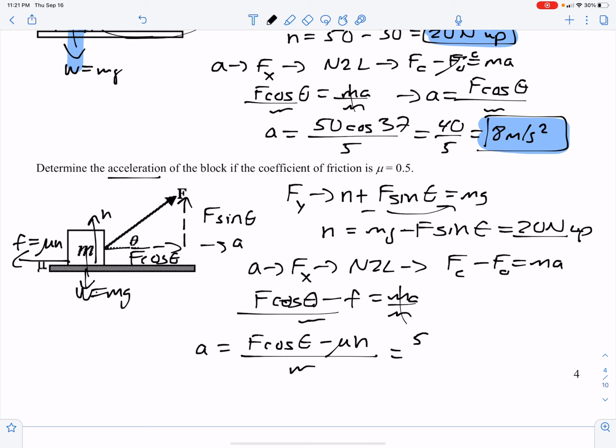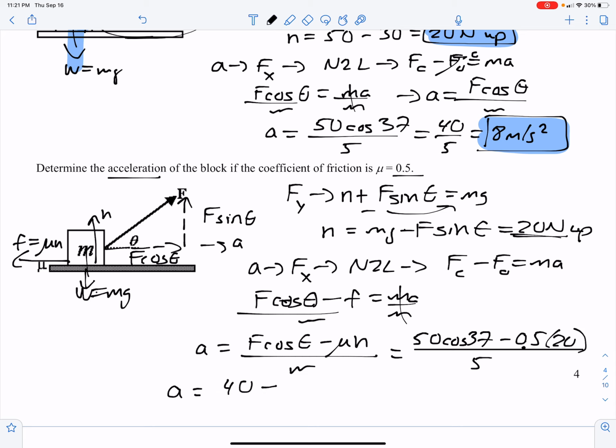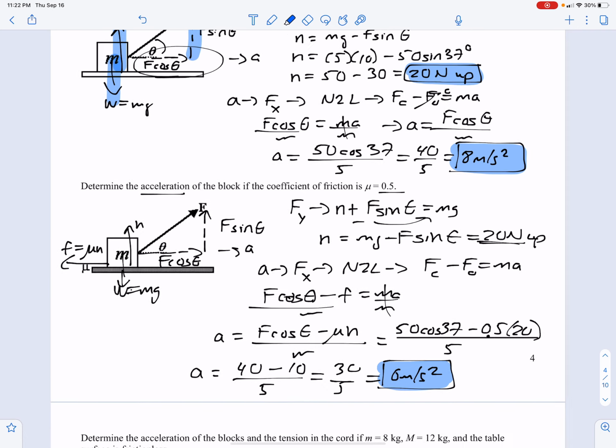So plugging in, we have 50 cosine 37 minus mu, which was 0.5, times N, which was 20, so half of 20, over the mass, which was still 5. That didn't change. So 50 cosine 37, if you remember, was 40, minus half of 20, which is 10, over 5. And 30 over 5 is 6 meters per second squared. So as expected, acceleration is going to reduce when the net force goes down. The net force went down because you have opposing friction, reducing the net force.